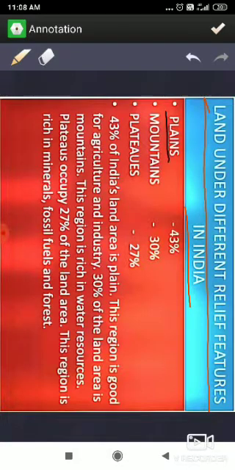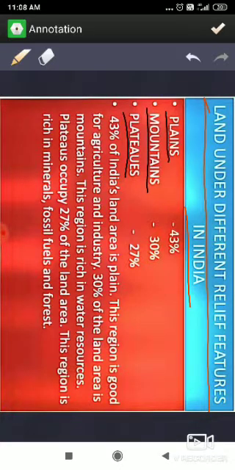Plain land comprises 43% of the total geographical area of India, and mountain comprises 30% of the total geographical area, and plateaus comprise 27% of the total geographical area. These are three dominant groups of the land that we have under different uses, and each landform has its certain importance.